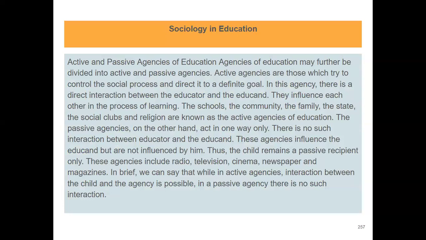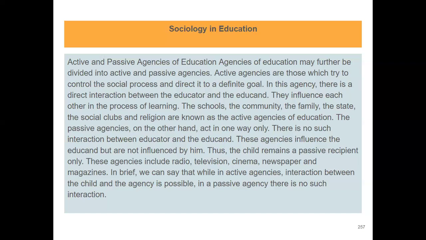Now, the social agencies of education can further be divided. How? Active agencies and passive agencies. What are active agencies? Active agencies are those which try to control the social processes and direct them to a definite goal. They have control over the activities, control over you. They have a definite goal, and they plan and control that work.